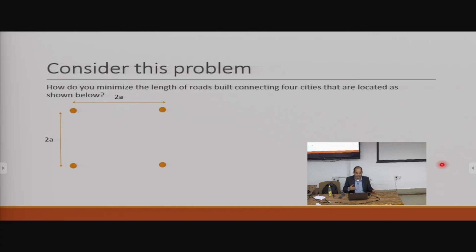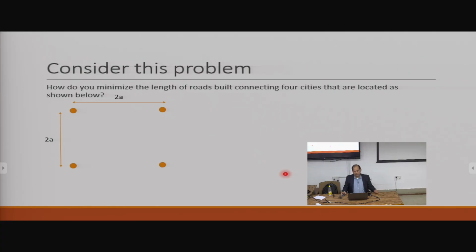So the next thing, and the final thing we'll do today, is this problem that I consider a very interesting, motivating example that I give to students. Let's say I have 4 cities at the corners of a square. How can we minimize the length of the roads built connecting the 4 cities that are located as shown below? The objective is to build roads such that you can get from any city to any other city by minimizing the length of roads you build.